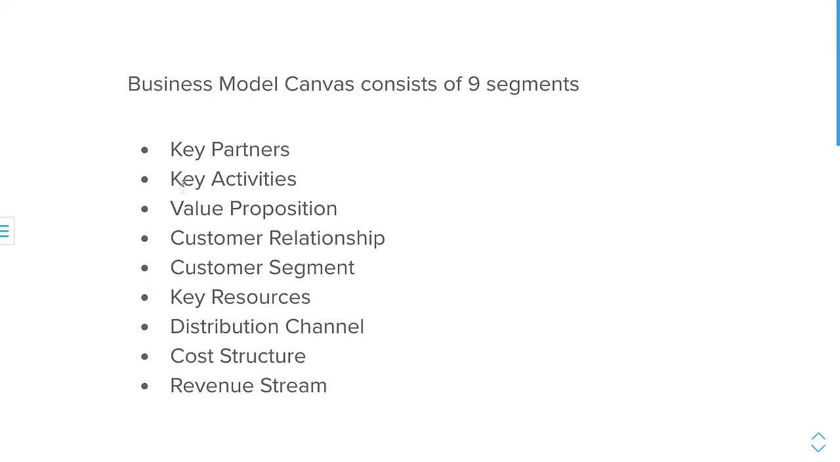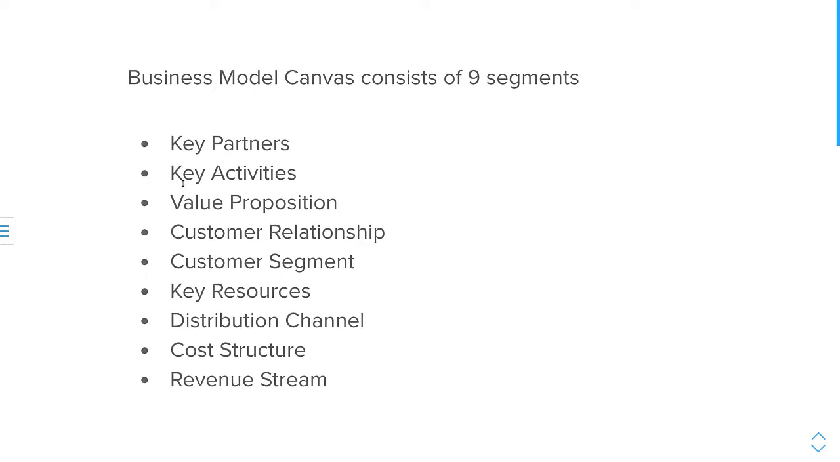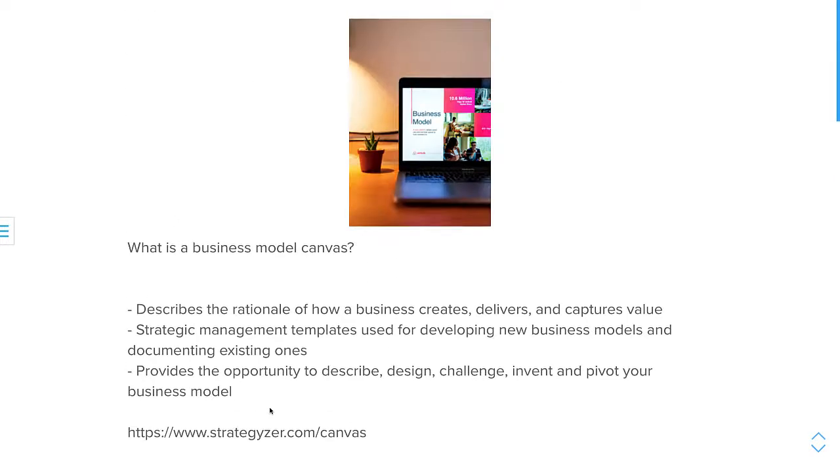And so what are the 9 segments of the business model canvas? There are 9 segments. And real quick, I did not create the business model canvas. If you go to strategizer.com/canvas, it was already created. The business model canvas has been around for a few years.